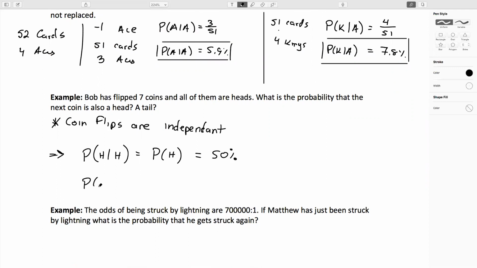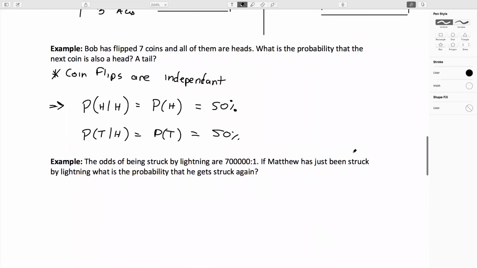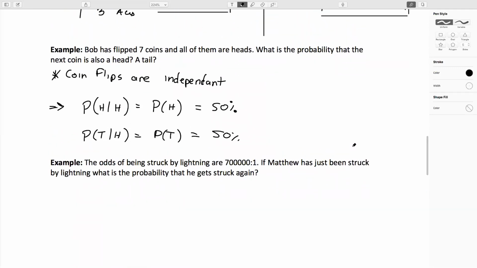And the probability of a tail given a head is the same as the probability of getting a tail at any point, which is 50%. So it's kind of a trick question. However, if I had asked the question, what is the probability of rolling 7 heads in a row? Well, that's going to be a little bit different than this type of calculation.